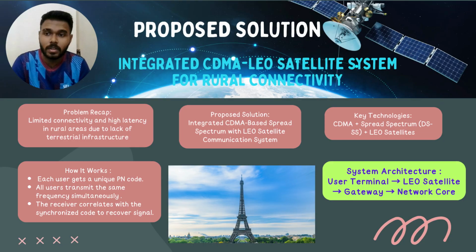In our system, each rural user is assigned a unique PN code that is orthogonal to other users' codes. All users transmit simultaneously over the same frequency band without requiring time synchronization. At the receiver side, the original signal is recovered through correlation with a synchronized copy of the spreading code. The system consists of four main components: user terminals with DS-CDMA capability, LEO satellites acting as repeaters, a gateway Earth station that spreads signals and connects to the terrestrial network, and the network core managing routing, authentication, and billing.